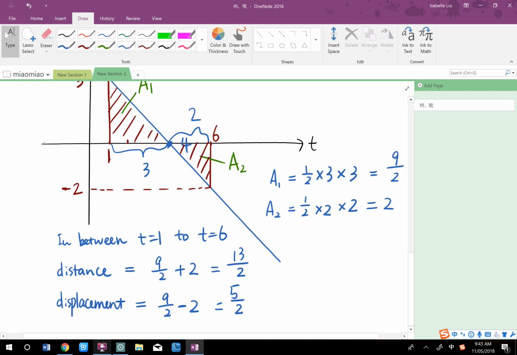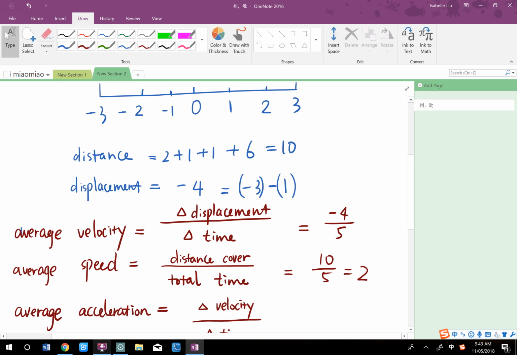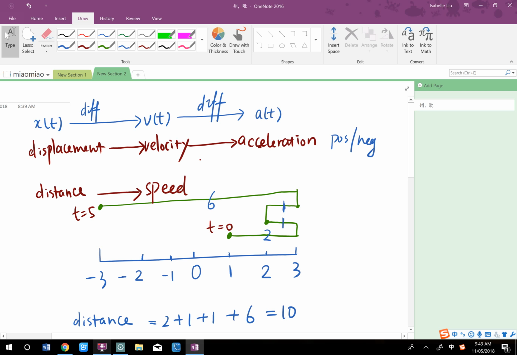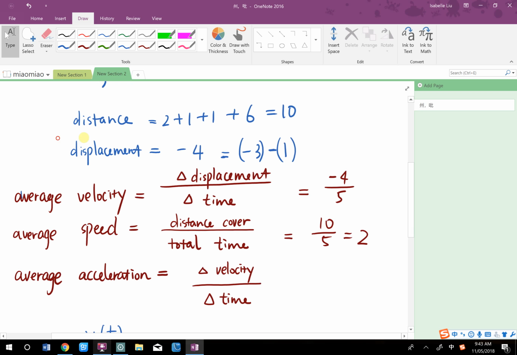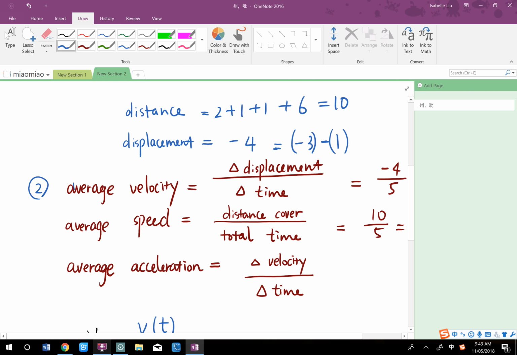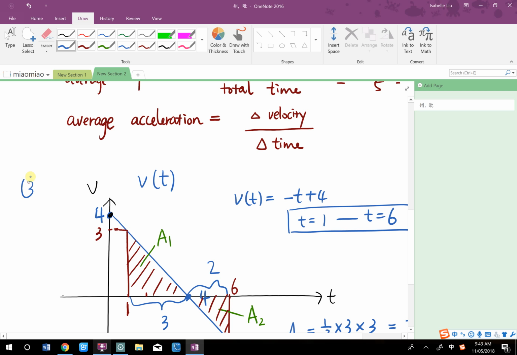Any questions? That's all the things we need to know for the motion topic. So first thing we need to know is the xt, vt, and at graph, how to get from each other. We differentiate xt to get vt, we differentiate vt to get at. And the second thing is the three formulas: average velocity, speed, and acceleration. And the third thing we need to know is the vt graph.